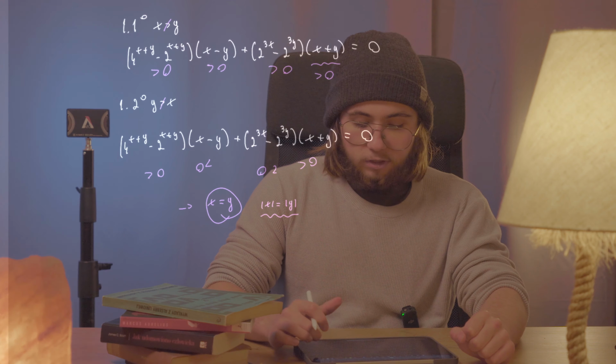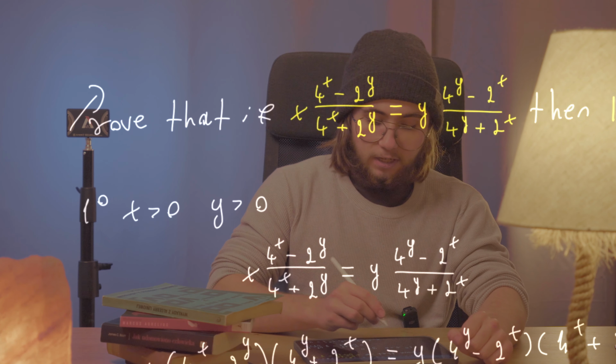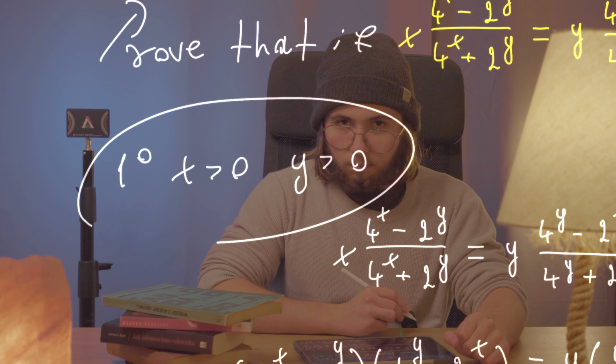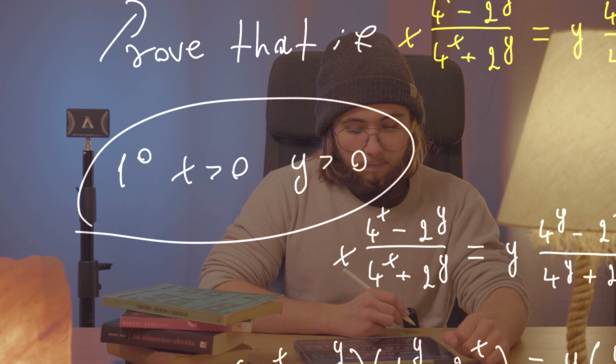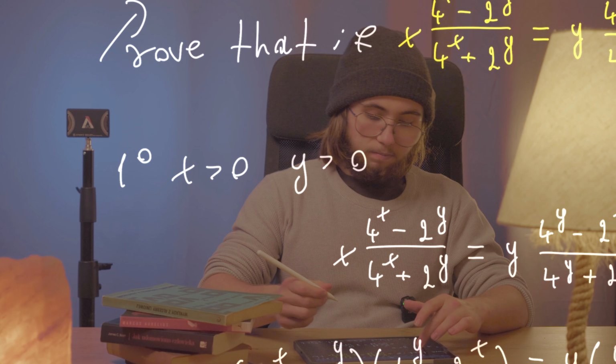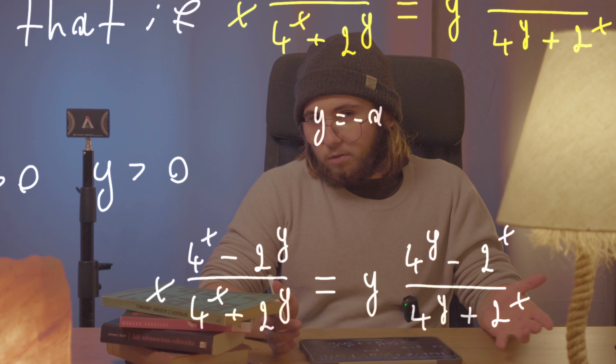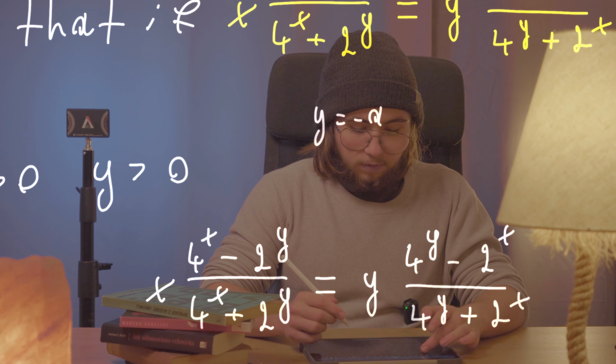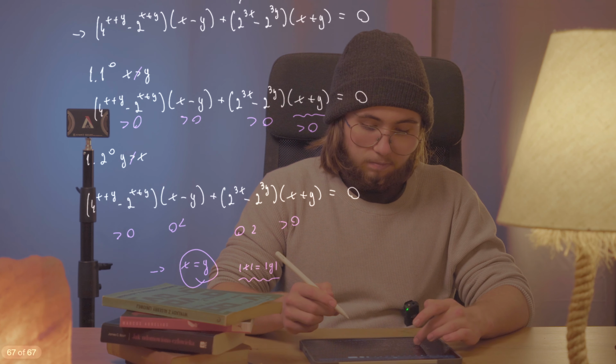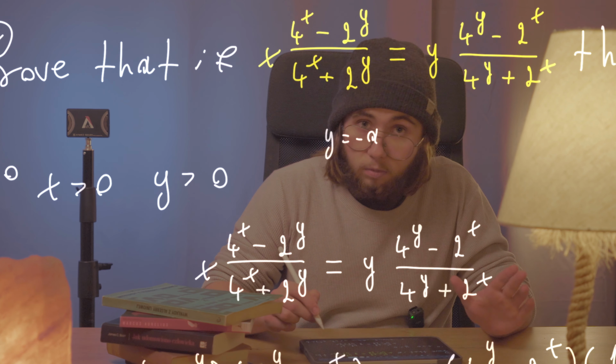Okay, so that was the case for both x and y being positive numbers. The case for both of them being negative is just about the same. Let's say that y is equal to some capital B, which is equal to negative a, and work this thing out pretty much the same way. There is no problem in doing that.